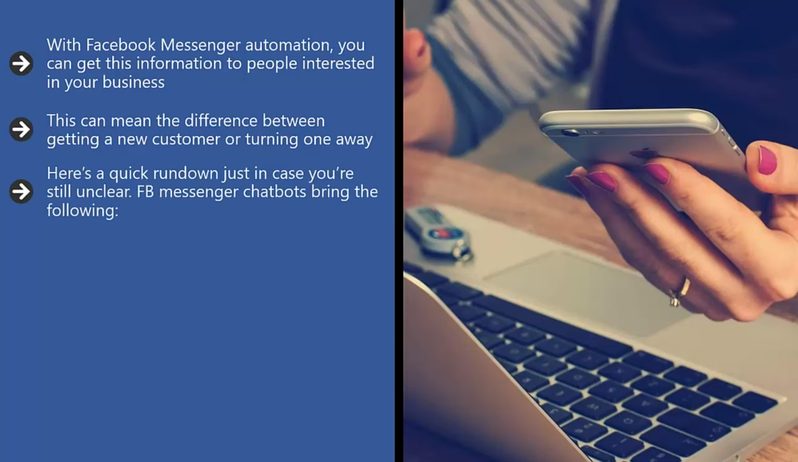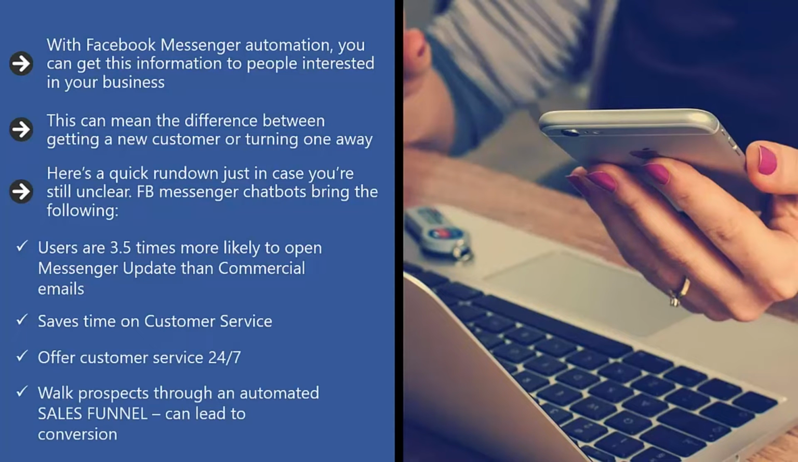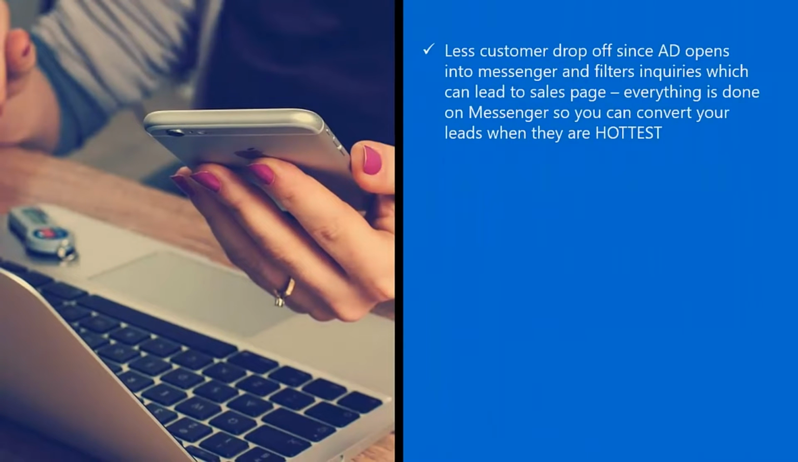Here's a quick rundown, just in case you're still unclear. FB Messenger chatbots bring the following. Users are 3.5 times more likely to open a Messenger update than commercial emails. Saves time on customer service. Offers customer service 24/7. Walks prospects through an automated sales funnel, which can lead to conversion. Less customer drop-off, since the ad opens in Messenger and filters inquiries, which can lead to a sales page. Everything is done on Messenger, so you can convert your leads when they are hottest.